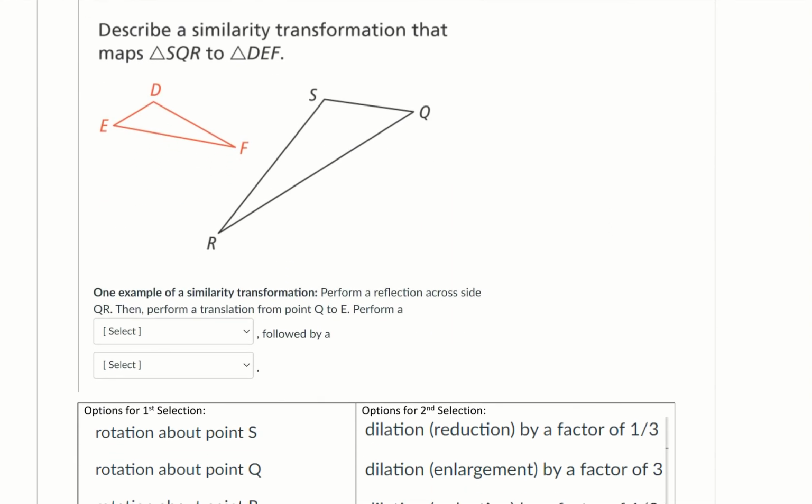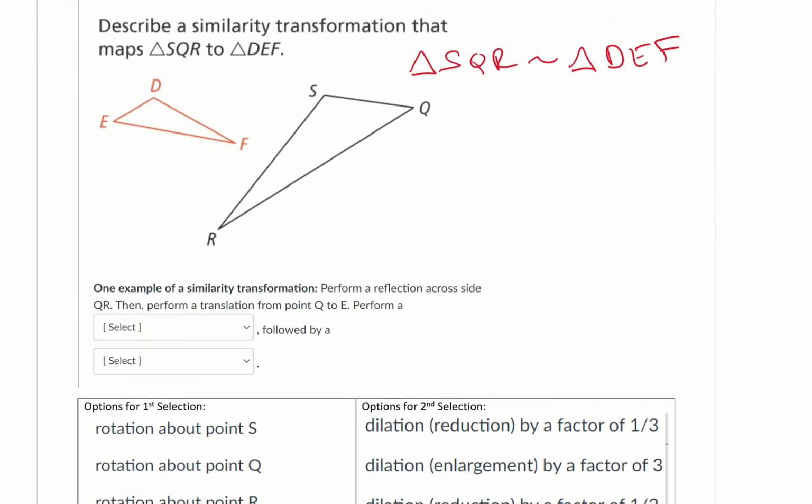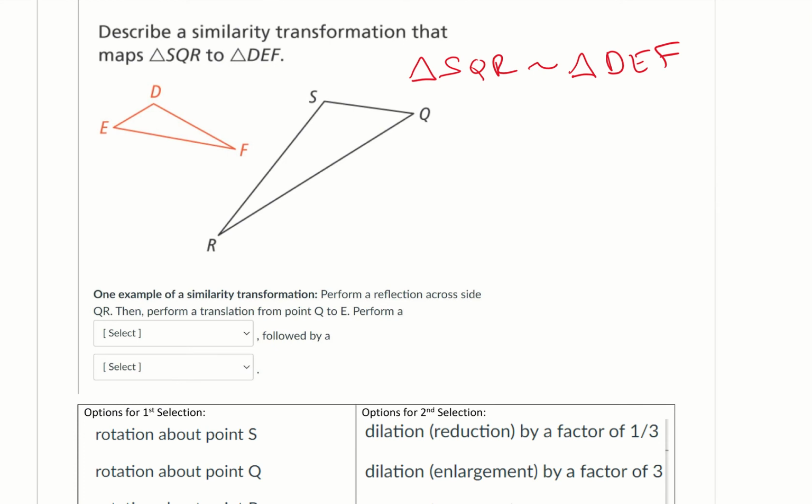So question 4, describe a similarity transformation that maps SQR to DEF. In this case, they're basically saying that these are supposed to be congruent, so the idea is that you have to do the transformation to get those two to overlap. So perform the transformation here.